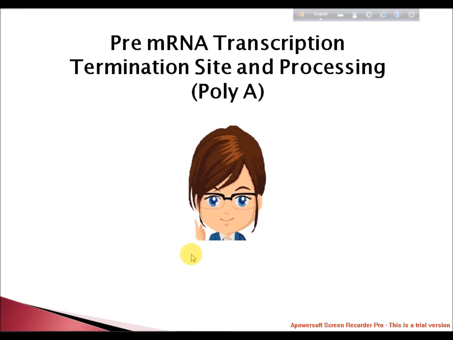Now I am going to discuss pre-mRNA transcription termination site and processing, meaning poly A. The 3' end of the mRNA genes has many regulatory elements which perform functions like stability of mRNA, elements for degradation of mRNA, transport to certain loci in the cell, and elements that make mRNA untranslated, making mRNA inactive for storage. It also has sites for the binding of siRNA for inactivating or degrading mRNA, and poly A addition elements.